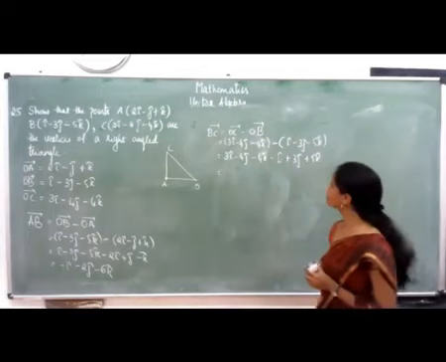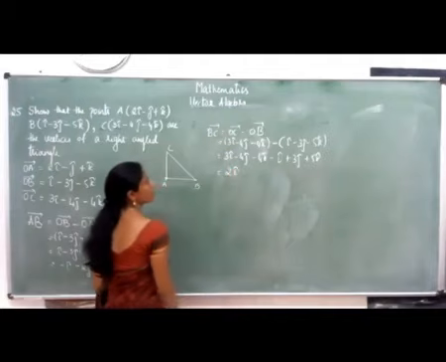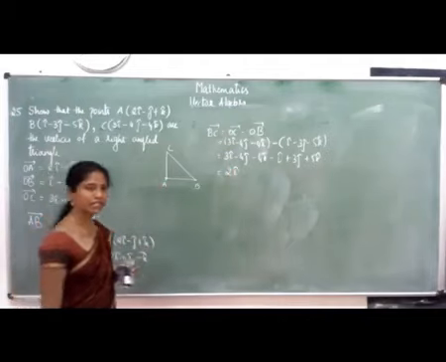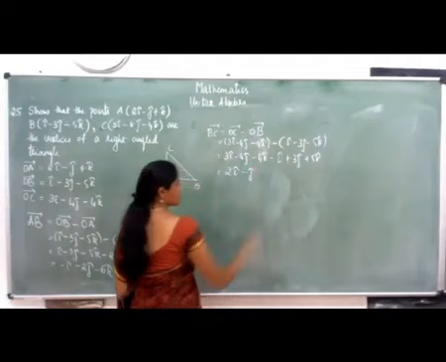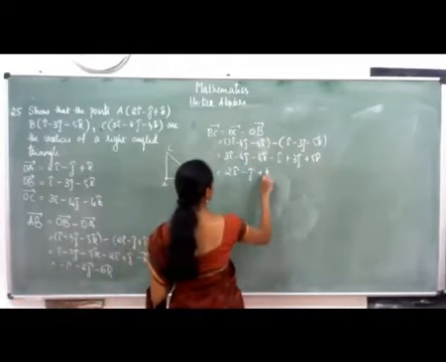So this is equal to 3i cap minus i cap, which is 2i cap, minus 4j cap plus 3j cap, minus j cap, minus 4k cap plus 5k cap, plus k cap.